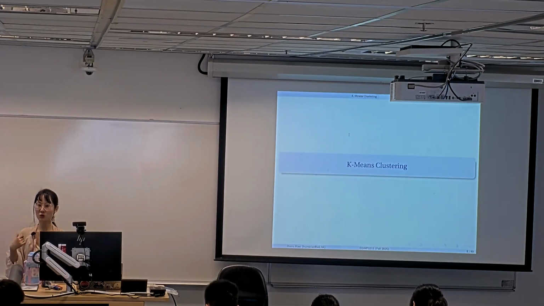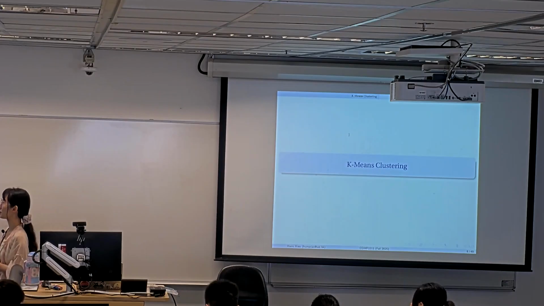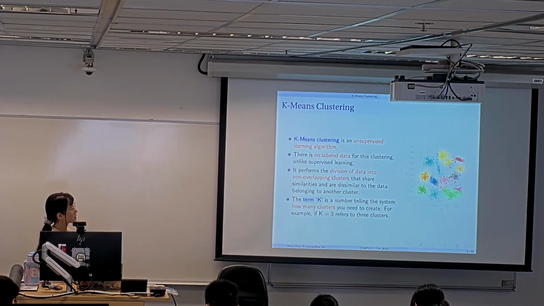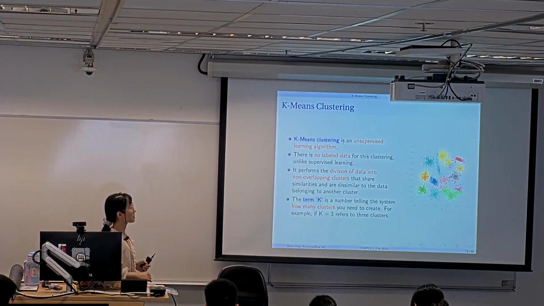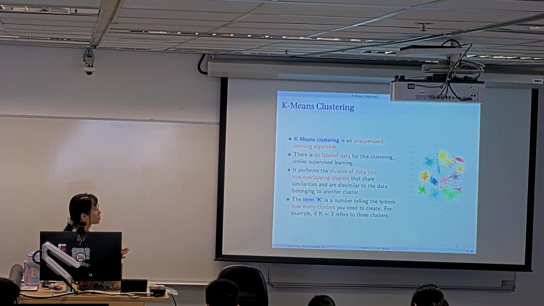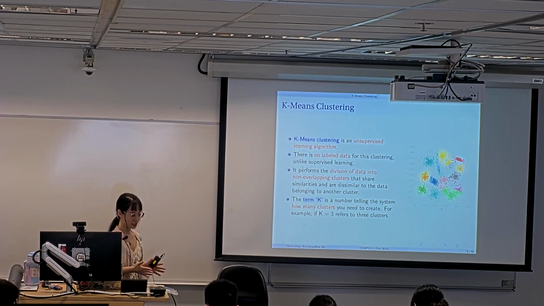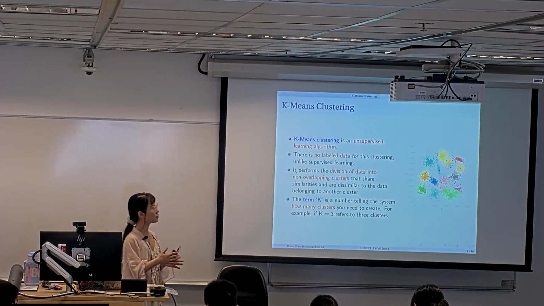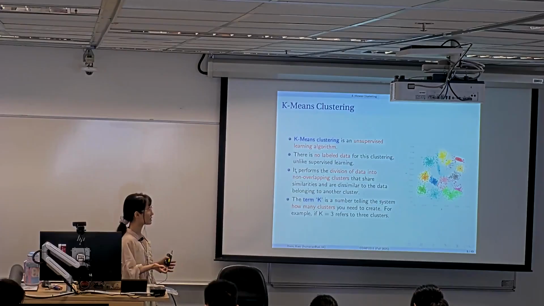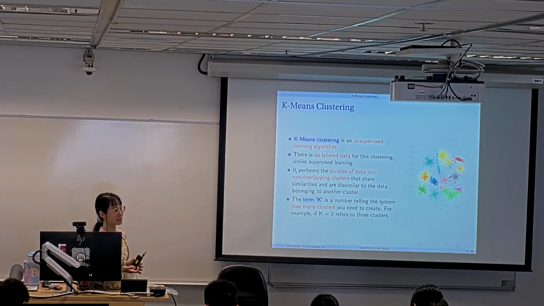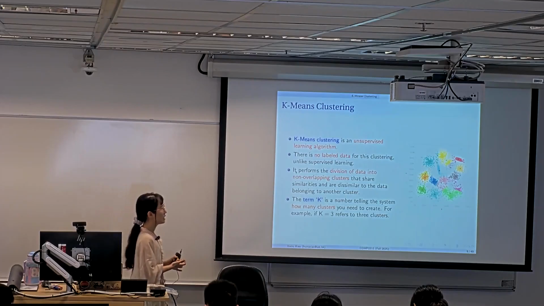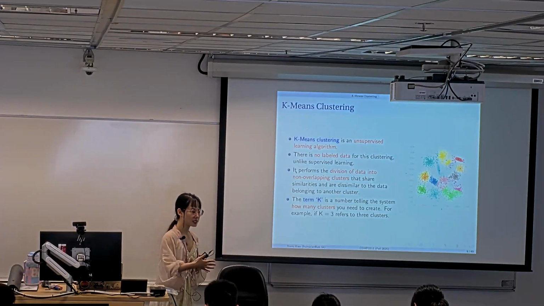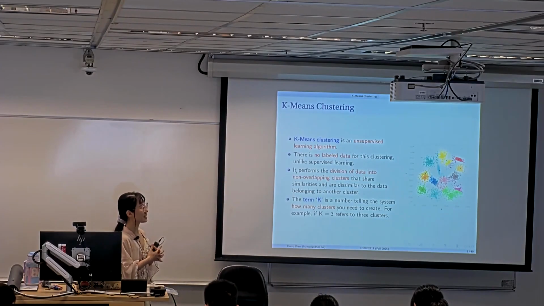So for this course, we will only learn one clustering algorithm that is called k-means clustering. So what is that? Of course, unsupervised learning algorithm means that there is no labeled data. It's unlike supervised learning. How would it try to cluster? So it performs the division of data into some non-overlapping clusters that share the similarities. And in the meantime, the data in the same cluster must be dissimilar to the data belonging to another cluster.